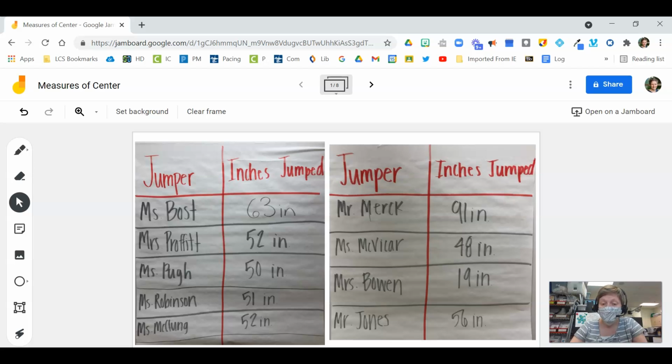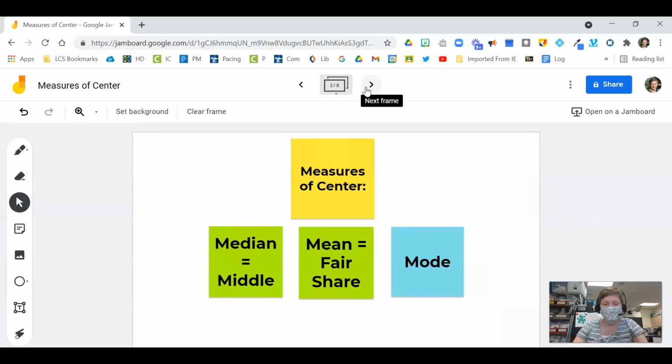Today we're going to take another look at our JUMP data and learn about one more measure of center. You have learned about how we can take this data and find the middle of it. That's called the median. Yesterday we added them all up and divided by the number of pieces of data we had to find the mean.